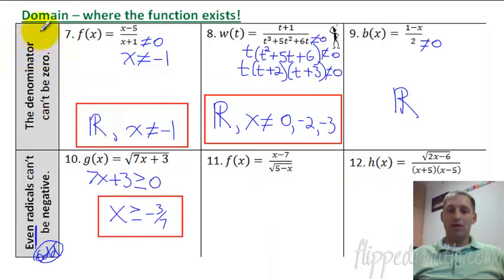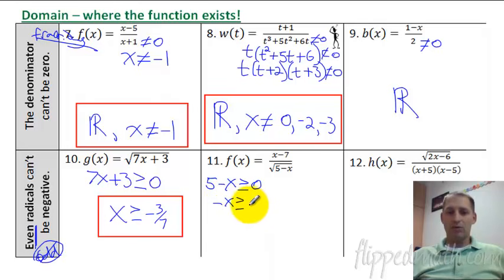So up here we had fractions, where you had to focus on the denominator, and down here we have radicals. Here we have both, so you have to take both situations. Let's take 5 minus x, because that's what's under the radical, and say it is greater than or equal to 0. Solving that, you get -x greater than or equal to -5, then divide both sides by -1. Make sure you flip the inequality: x is less than or equal to 5. So the x's have to be less than or equal to 5.